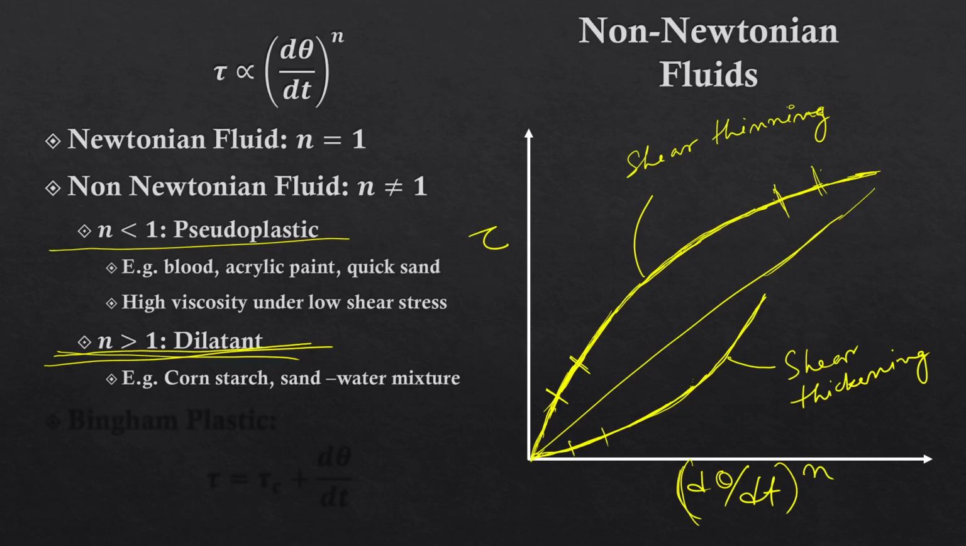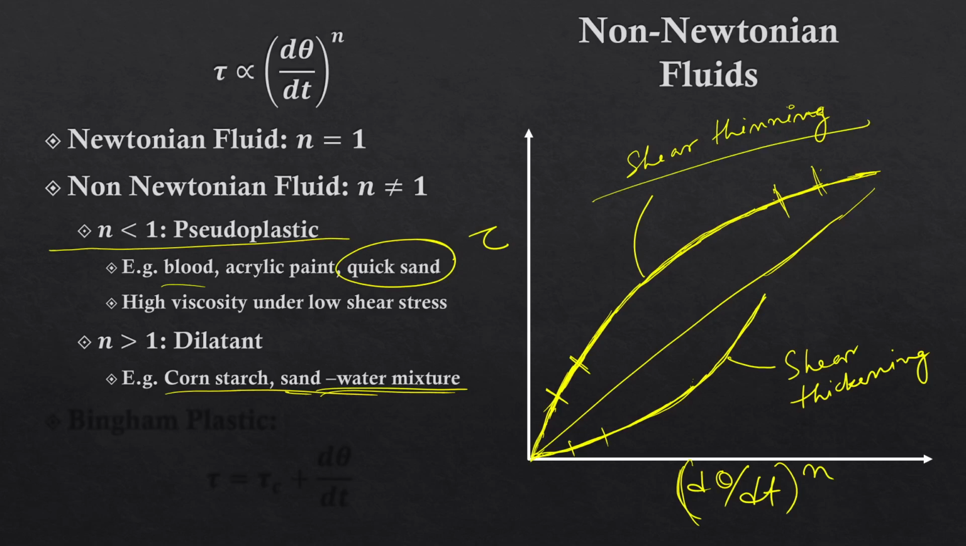So examples you can see for pseudoplastics are blood, acrylic paints, quicksand, etc. And on the other hand, dilatants will be cornstarch, some particular ratio of sand and water mixtures. Quicksand also is a sand and water mixture, but at a different ratio. So this sand and water mixture at different ratios will behave differently. At some ratio, it will behave as a shear thinning liquid, and at some ratio, it will behave as a shear thickening liquid.